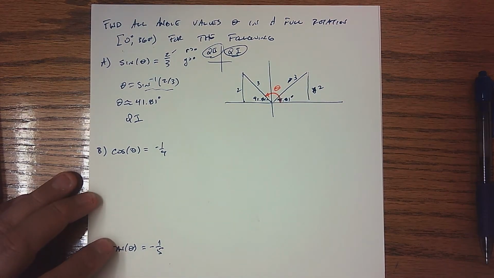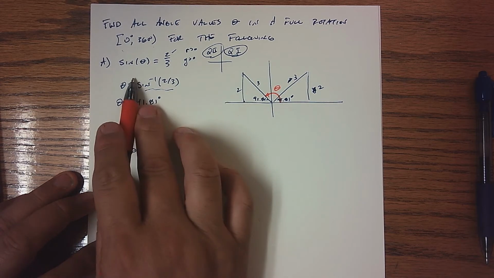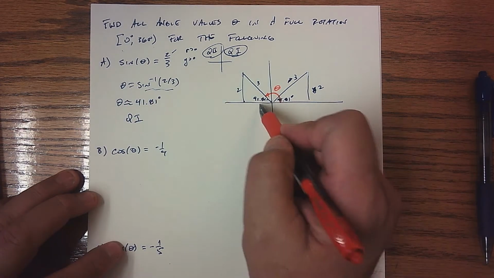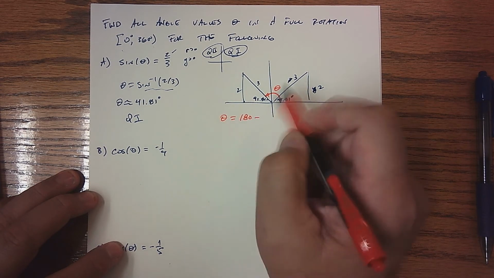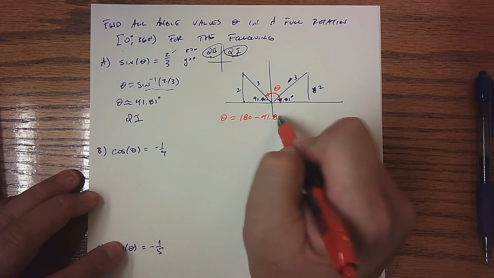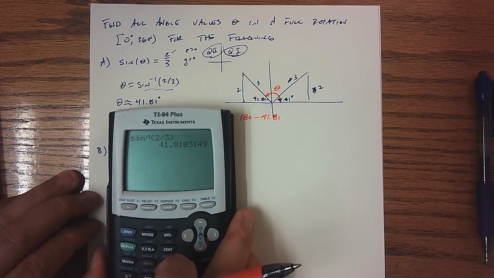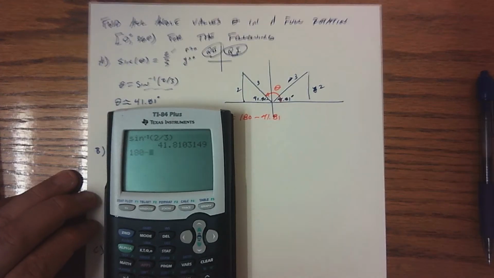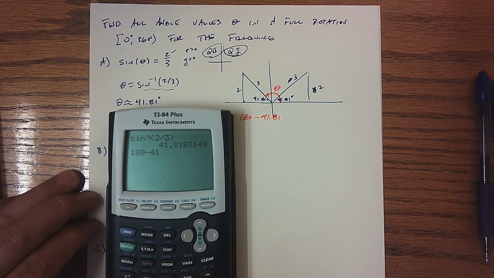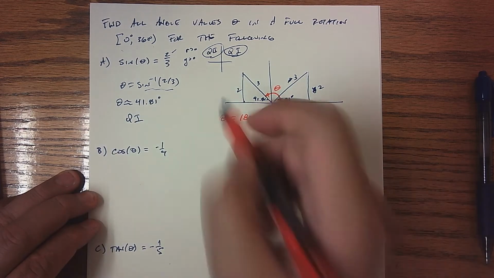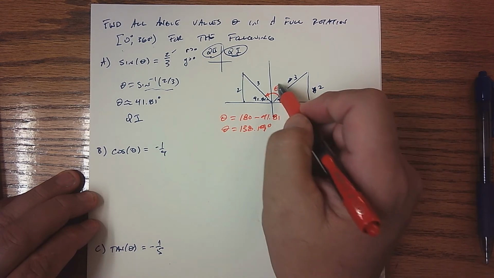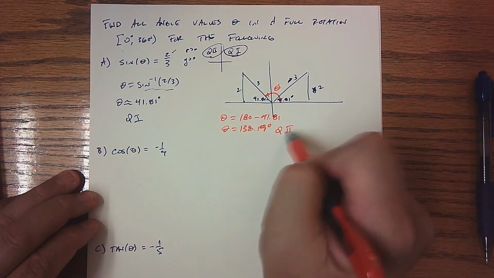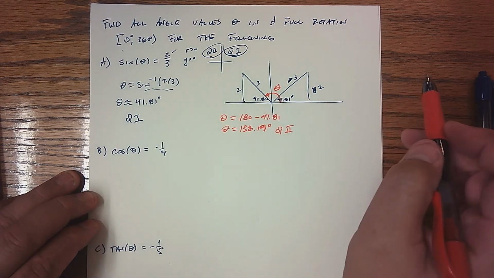So how do I find that angle that will also make the sine equal to 2/3? Well, again, with that reference angle we have here, that theta I'm looking for is basically 180 minus 41.81. So let me go ahead and use my calculator here. 180 minus 41.81 gives us 138.19. So the other angle is 138.19 degrees. So there's the two values. That's the quad 2 value that also makes sine equal to 2/3.